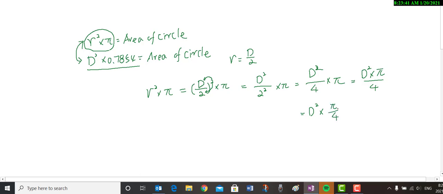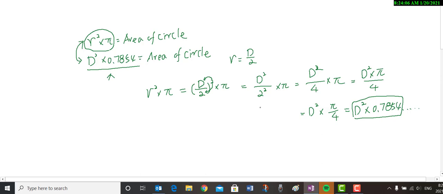So if you use your calculator and put pi divided by 4, that number becomes 0.7854, and it keeps going. Okay. That's where this formula came from.